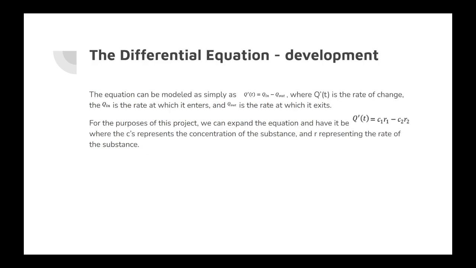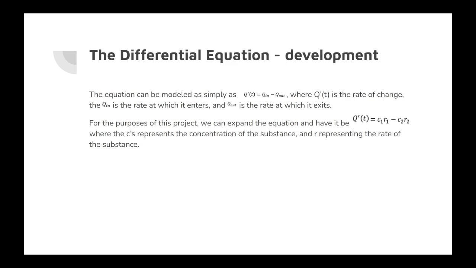So now that you have an idea of what it is, something going in and something going out, the model is simply that dQ over dt equals Q in minus Q out, where dQ/dt or Q prime of t is the rate of change, the Q in is the rate at which it enters, and Q out is the rate at which it exits.